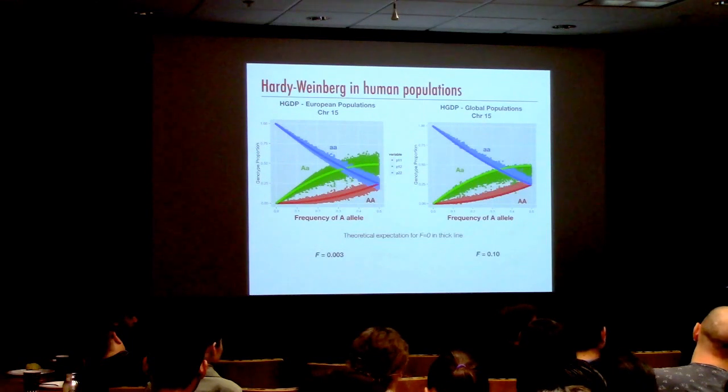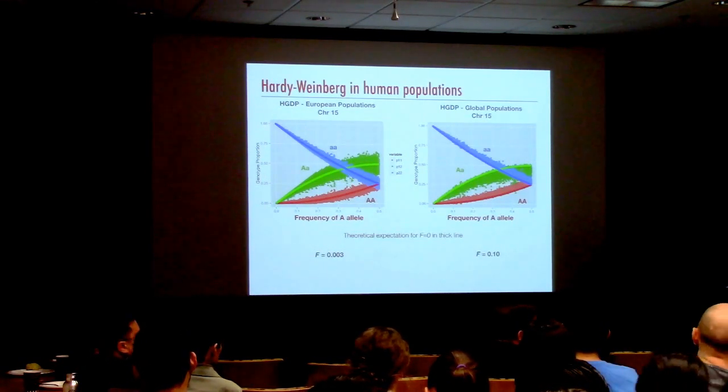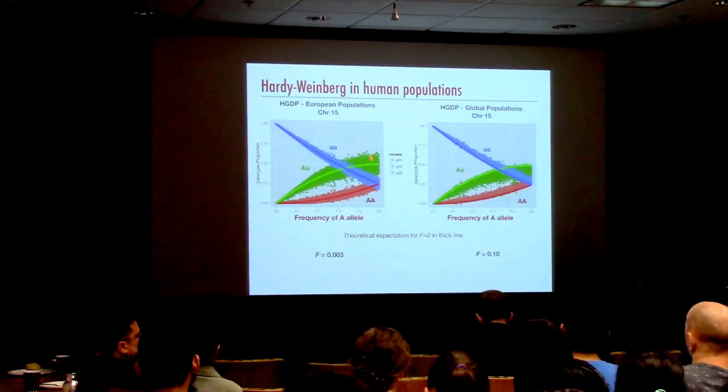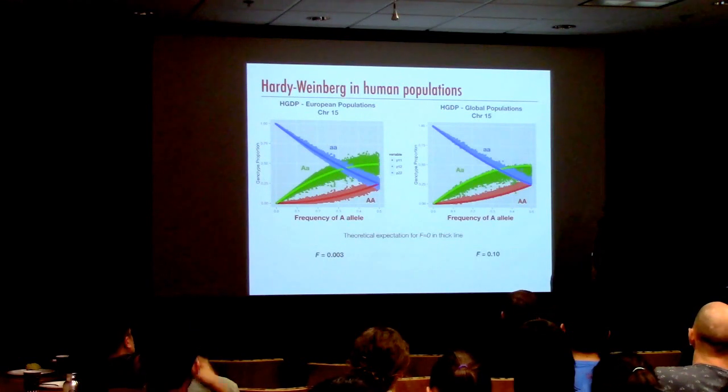Is there a reason for the heterozygous cases to have higher variance there? Higher variance here. Yeah, it's an interesting question.